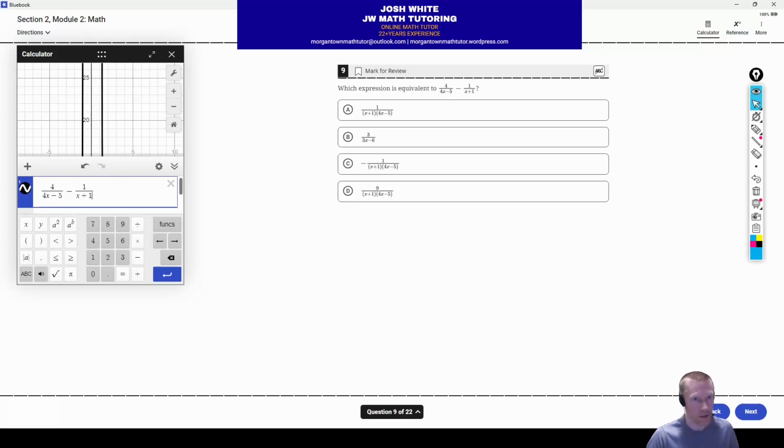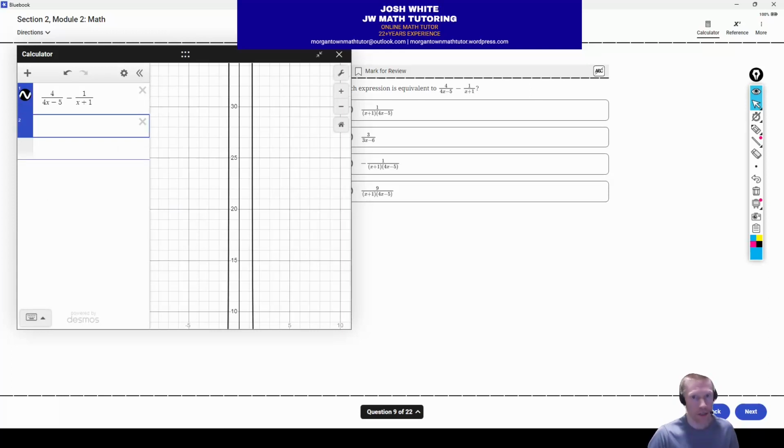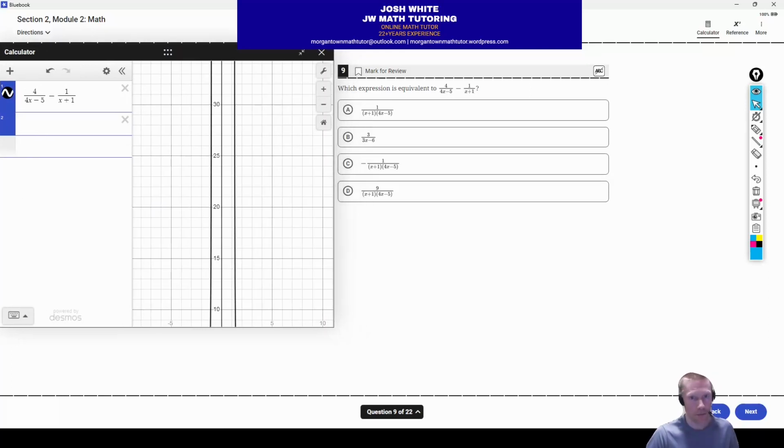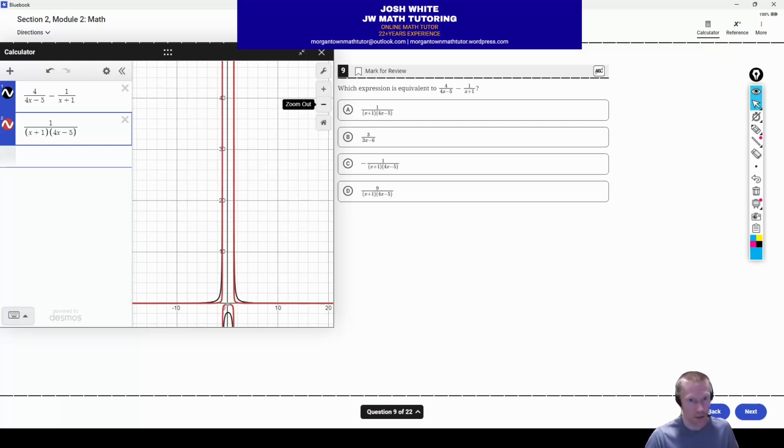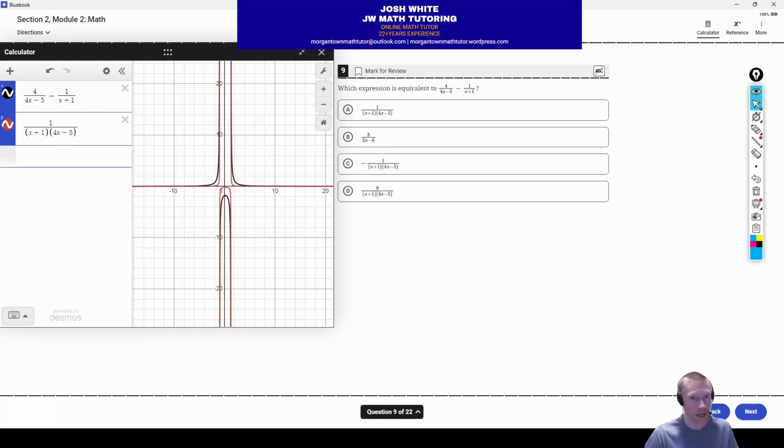Okay, I don't really care what the graph ends up looking like. The whole point is I am going to now type in the answer choices and see which one matches it and overlaps it. So this one, notice initially it looked pretty close, but when I zoom out here, I can see parts where they are not identical. There are some parts where they are, but for it to be the identical expression, they have to be completely overlapping, meaning when I turn one on and off, I should see the exact same graph. Okay, that's not the case for that one.